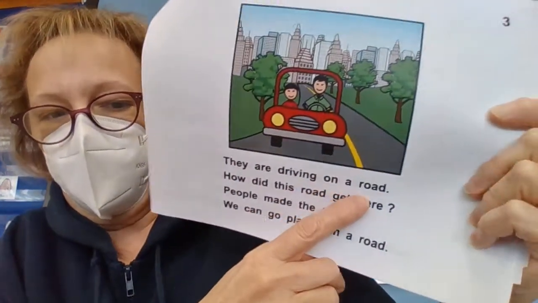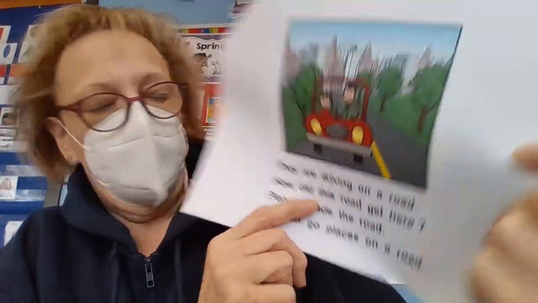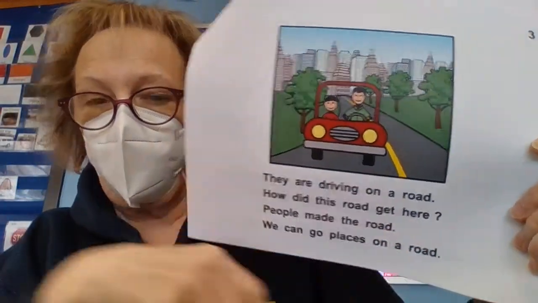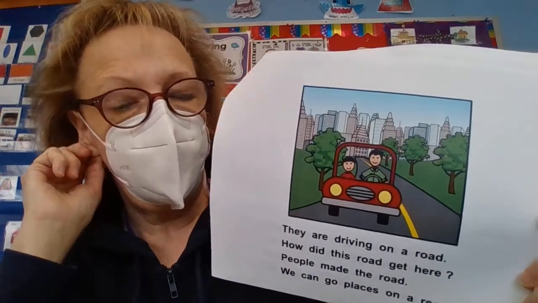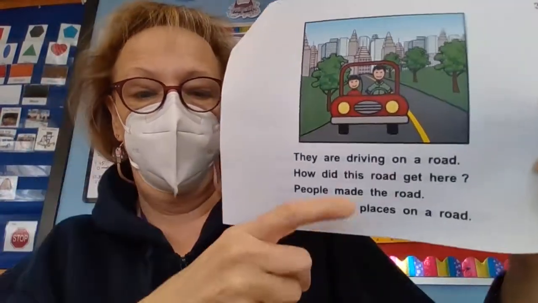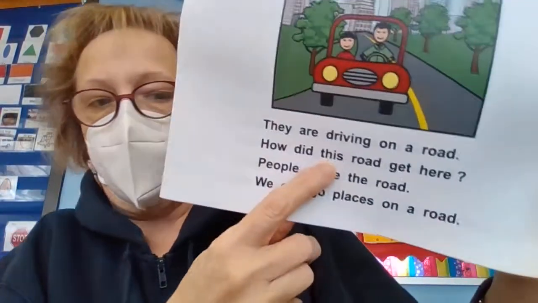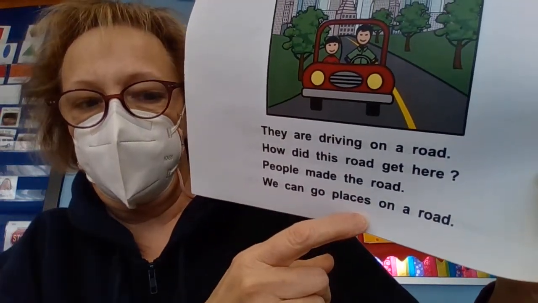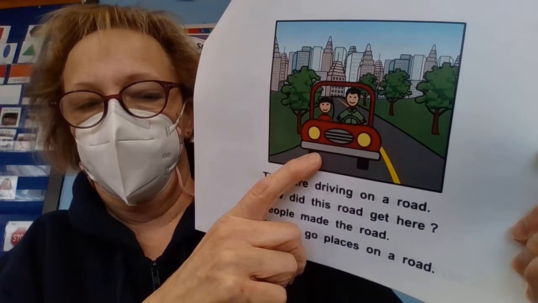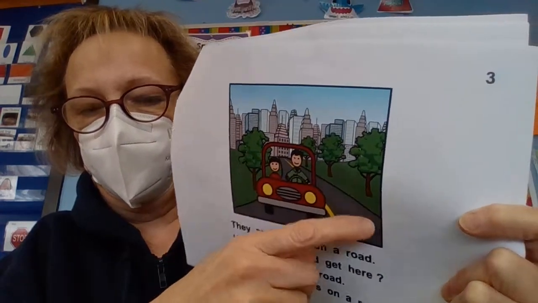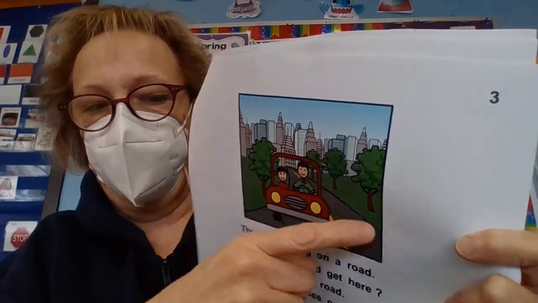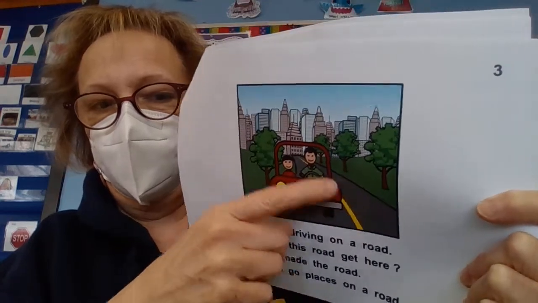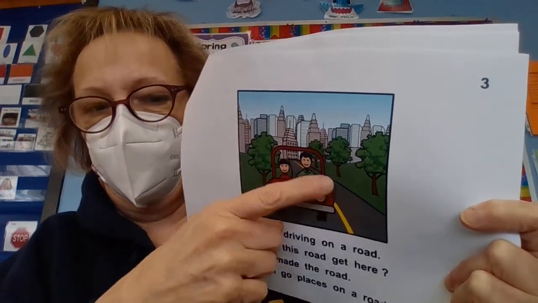They are driving on a road. How did this road get there? That's a good question. How does the road get where it is? People made the road. We can go places on a road. So people actually had to make the roadway, cut it out of the dirt, then get the dirt all ready, then put down all the stuff you need to so you can pave it, and finally you have your finished road.